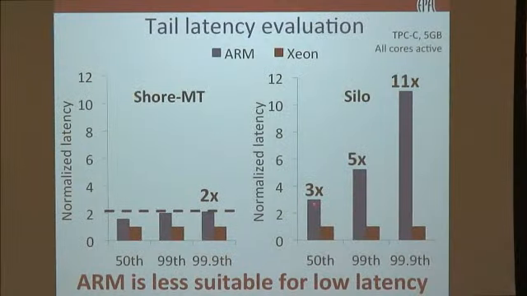It's for 99 and 99.9%. Whereas for running Silo, your average latency is around 3x different, so it's 3x higher when running ARM. But your tail latency values for the 99 and 99.9 percentiles are significantly larger for ARM than Xeon. So this represents a scenario where Xeon is a clear winner against ARM.